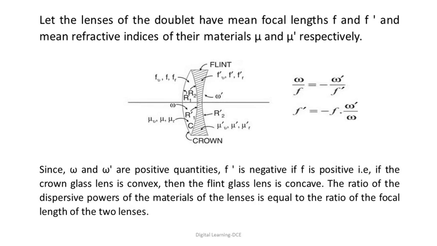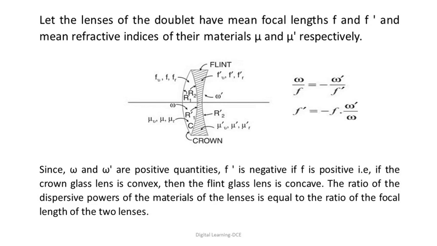Let the lenses of the doublet have mean focal lengths f and f dash and mean refractive indices of their materials mu and mu dash respectively. See the diagram. One lens is made of crown glass, the other lens is made of flint glass. The diagram shows F_V, F_R, R1, R2, R1 dash, R2 dash, mu_V, mu_R, mu dash_V, mu dash_R, F dash_V, F dash_R.